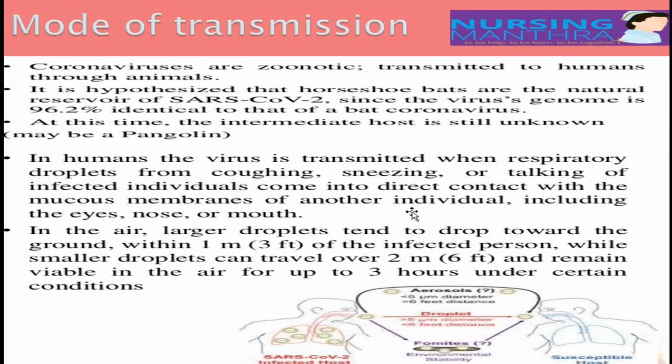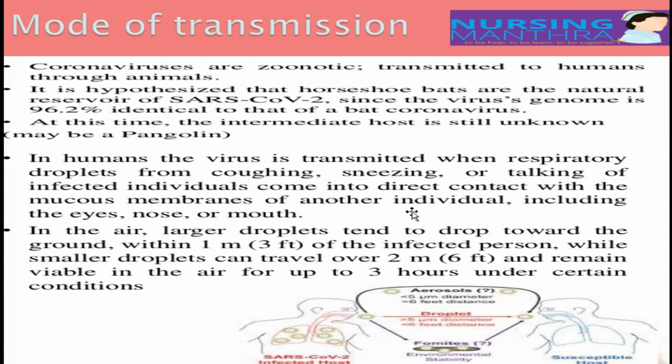Now we can move on to the mode of transmission. Coronaviruses are zoonotic, transmitted to humans through animals. It is hypothesized that horseshoe bats are the natural reservoir of SARS coronavirus 2, since the virus genome is 96.2% identical to that of a bat coronavirus. At this time, the intermediate host is still unknown, maybe a pangolin, that we already discussed before.